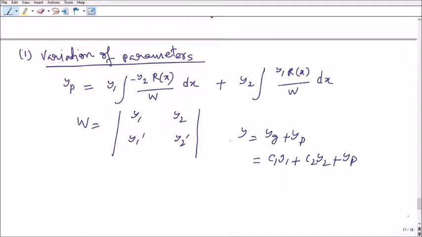And so here this solution is the general solution of the homogeneous equation. This term is called the complementary function, and this is called the particular integral.